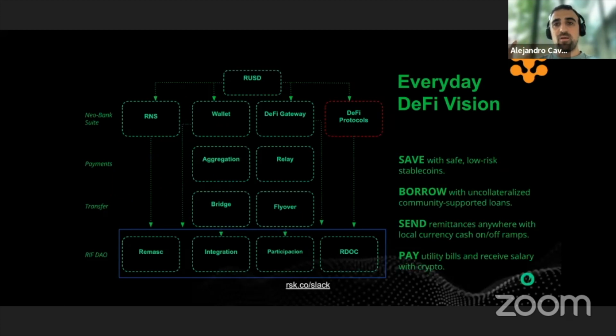Albert talked before about what Dieguito mentioned about the vision of IOV Labs and financial inclusion. So we talk about everyday DeFi. This is the vision that we are trying to get, and everyday DeFi means this: saving, borrowing, sending, paying, things that we do every day with a traditional finance system. We think that this should also be possible to do in the Rootstock ecosystem or in the crypto ecosystem, because it includes a lot of underbanked people and it's much more inclusive. So this is what we are trying to build, everyday DeFi.